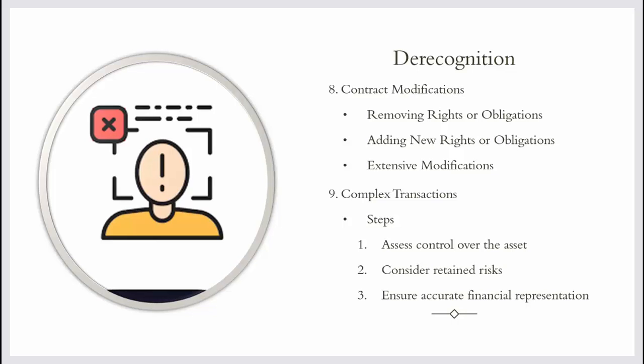Steps. Assess control over the asset to determine if it should be derecognized. Consider retained risks to ensure that financial statements accurately reflect the company's exposure. Ensure accurate financial representation by providing necessary explanations and presentations in the financial statements. By following these simplified steps, companies can ensure that they accurately reflect their financial situation when removing assets and liabilities from their balance sheets.